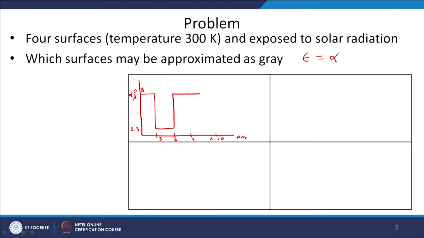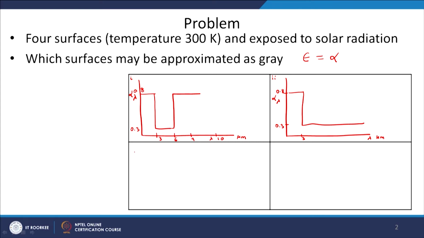Let us call this surface 1 and this surface 2. The absorptance of this second surface is given: again it has absorptance of 0.8 from 0 to 3 micrometer, and then 0.3 from 3 micrometer onwards.